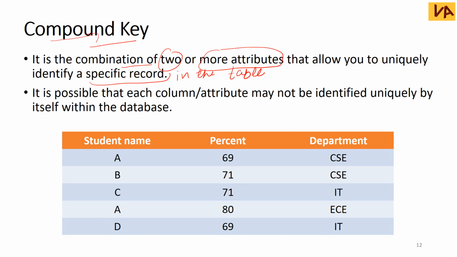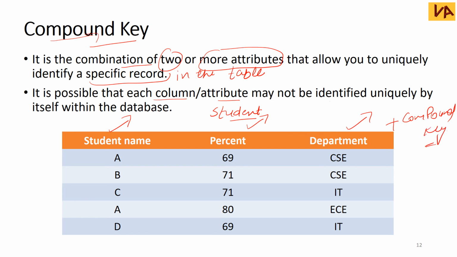It is possible that each column or attribute may not be able to identify records uniquely. For example, if we have these attributes in the table student, if student name alone cannot identify records in the table, or the percentage column alone cannot identify the record, or the department column alone cannot work as the primary key, then we can combine these common attributes together to make a compound key.